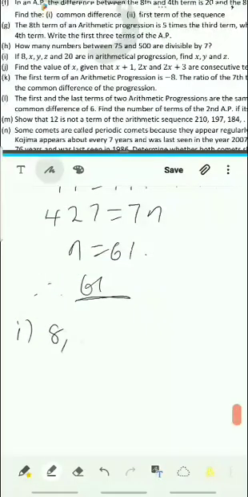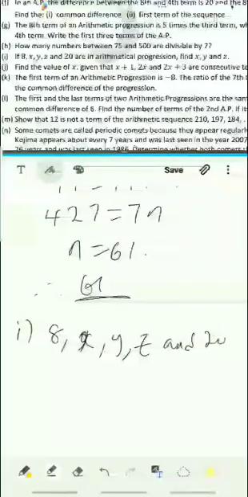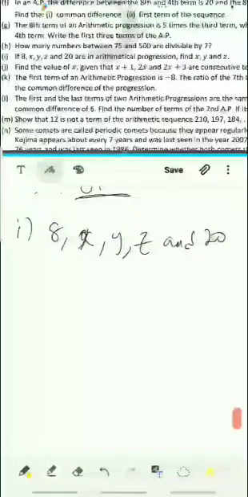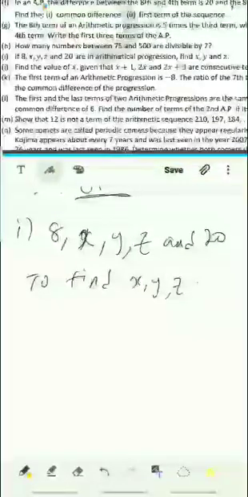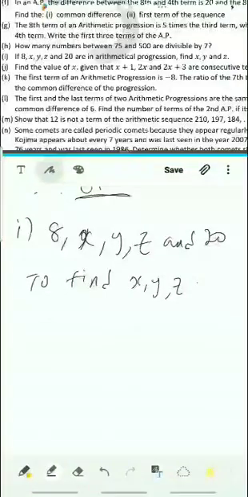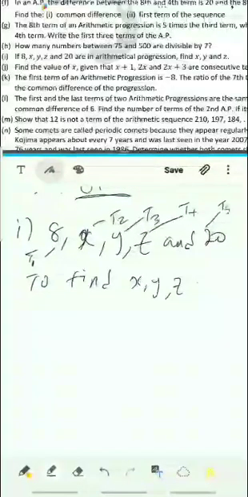If 8, x, y, z, and 20 are terms in an AP, we want to find x, y, and z. Okay, now this one is quite similar to something we've done before. 8 is the first term, T1. This is the second term, T2, this is the third term, T3, this is the fourth term, T4, and 20 is the fifth term, T5, and is also the last term in the sequence.